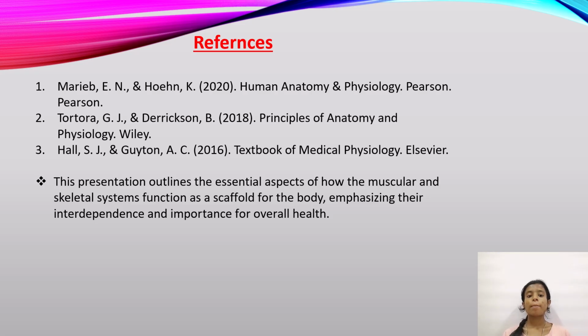This representation outlines the essential aspects of how the muscular and skeletal systems function as a scaffold for the body, emphasizing their interdependence and importance for overall health.